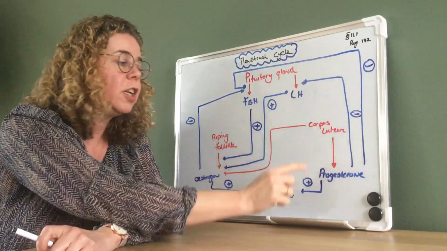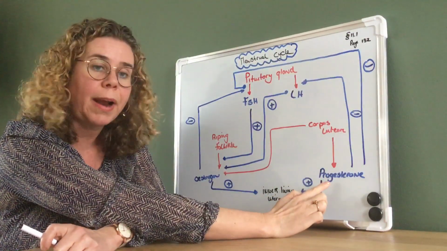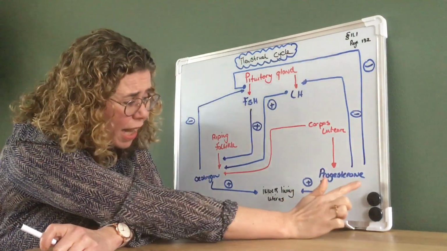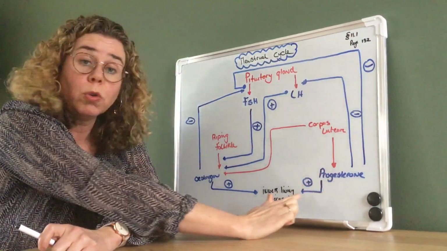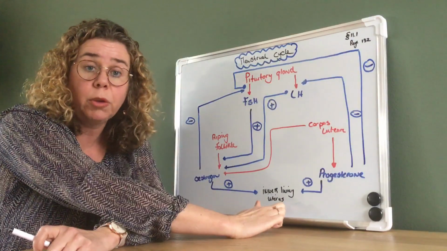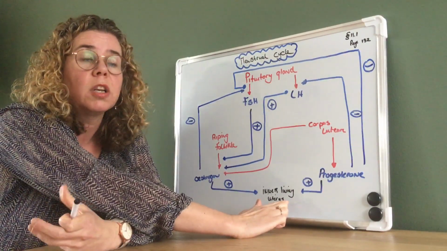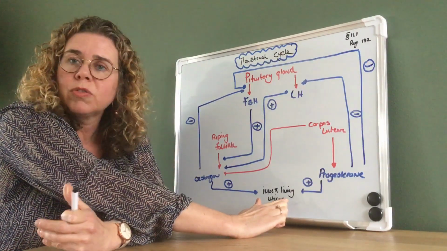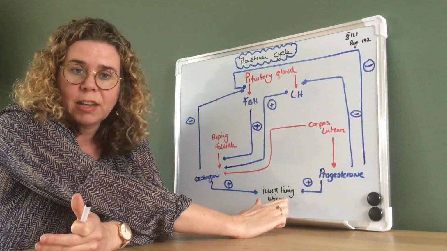And the corpus luteum produces a very important pregnancy hormone, progesterone. And progesterone also has a positive effect on the inner lining of the uterus. So the mucus layer inside the uterus becomes way thicker, contains lots of blood, and is very saturated.